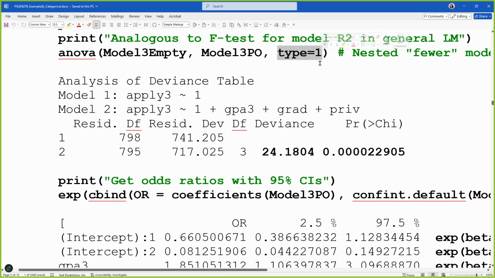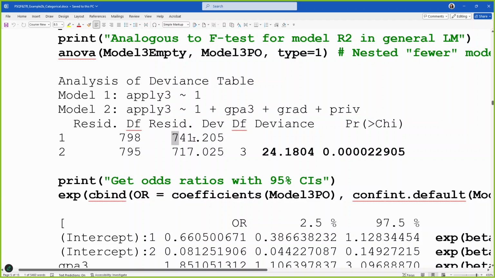What does 1 mean? You've got to look it up. Good luck. It's just a code that the software knows. So I found this in the documentation. So the idea is that we're saying, how tall was the empty model? How tall did the empty model make our data? How tall did the 3 predictor model make our data? And are our data significantly taller in the 3 predictor model? That's what we're answering, where tallness, height, is log likelihood.